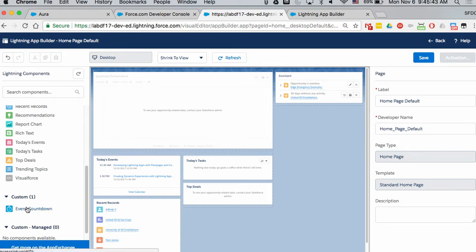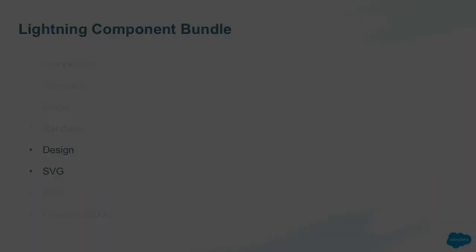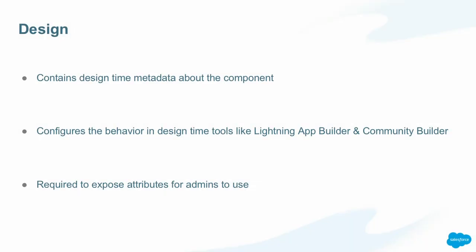Okay, let's go back to the slides and briefly talk through what we just did. The design resource, as we saw, is where you declare additional design time metadata about your component. That means additional metadata that's used by our declarative tools like Lightning App Builder, Community Builder, and other parts of Setup. This is where you declare additional metadata and behavior of your component, for example, if you want to expose additional things that the admin can configure on your component. We have a demo coming up on that.